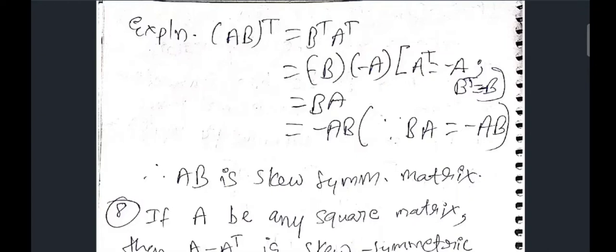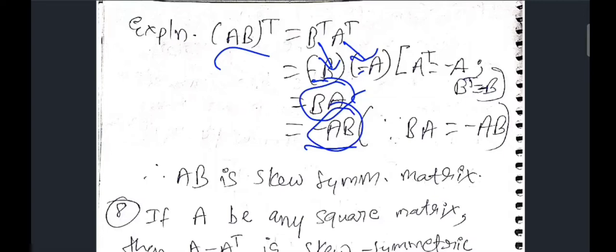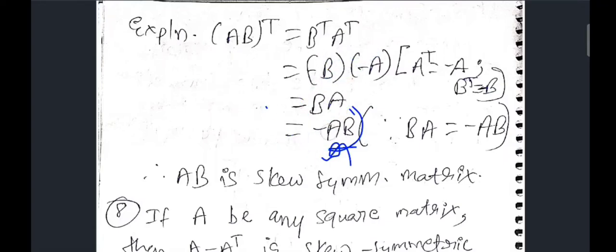Just note it down. I don't think there is any need to even explain it, because A and B are skew symmetric, so these conditions will hold, and minus into minus will become plus. Then if we want to prove that the transpose of AB equals minus AB, so if they are not anti-commutative, then this can't hold. So they must be anti-commutative, right? Got it? So AB is a skew symmetric matrix.